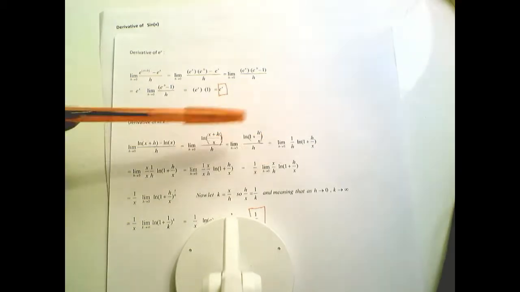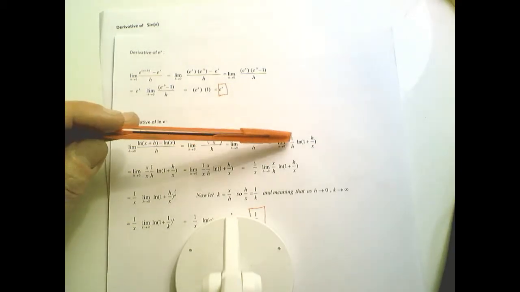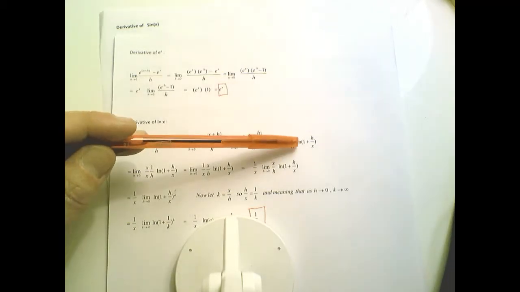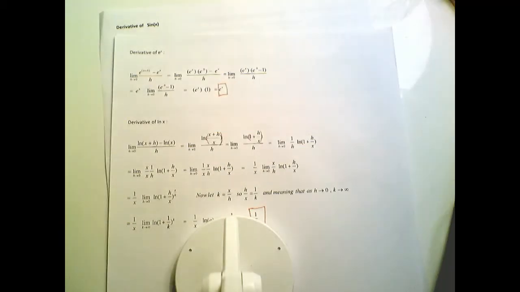Limit as h approaches 0 of 1 over h. So I just stuck that h out front here. The ln of 1 plus h over x. From here, what am I working on? I have the limit as h approaches 0. Now, a new wrinkle has been added. I've multiplied by x over x. You'll see why I did that in a little bit. It's going to help us out as we build this. It's the same as multiplying by 1.